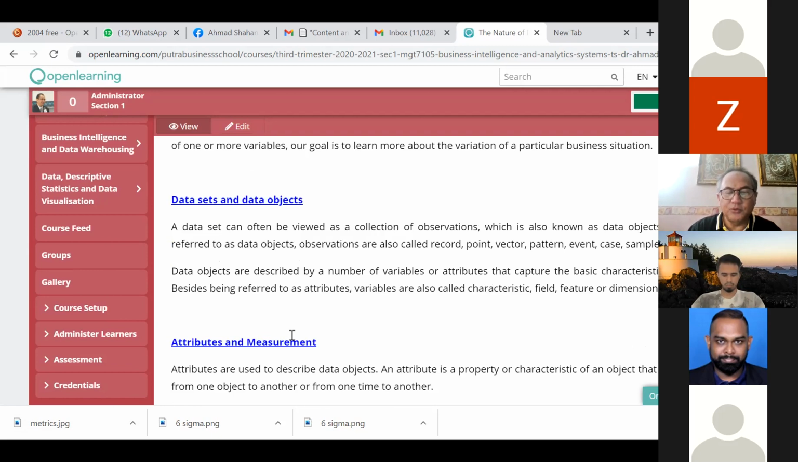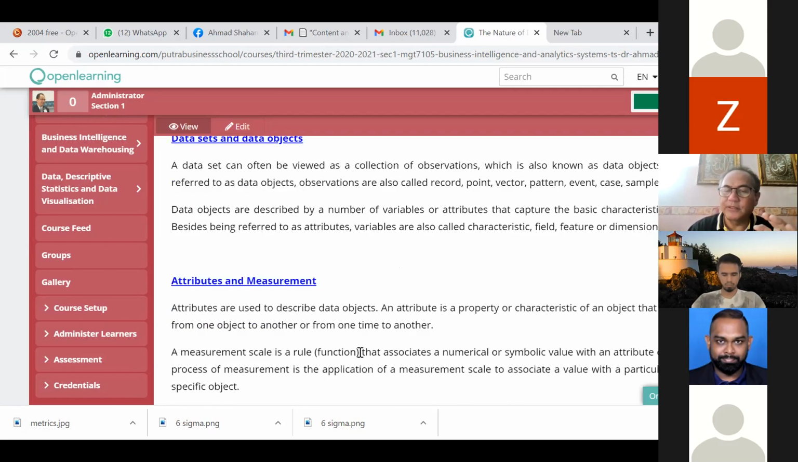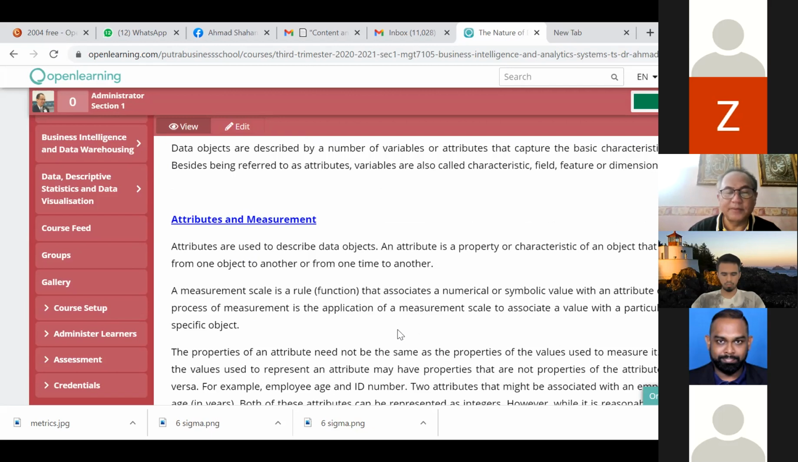So attributes are used to describe the data object. Attributes like cost of sales, the raw materials, or it depends on your materials. In some cases you put apportionment, so it can vary from one object to another object. Then you have a measurement scale to associate the numerical value to the attribute.